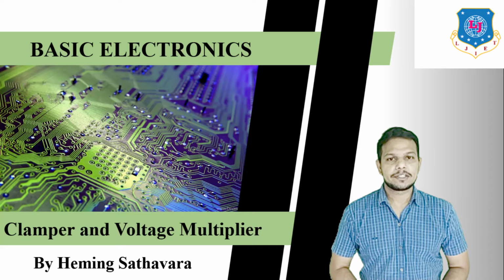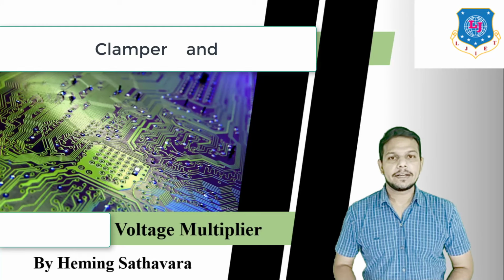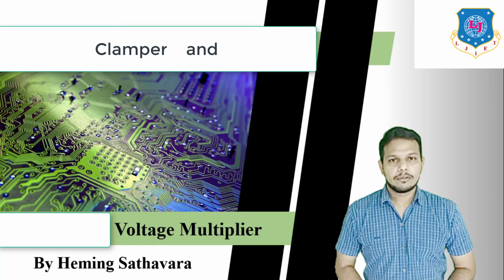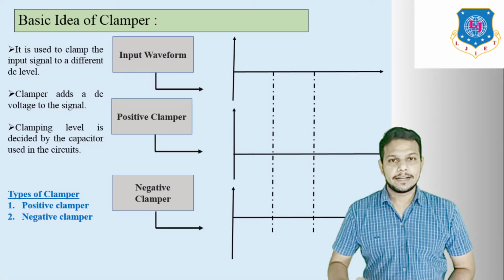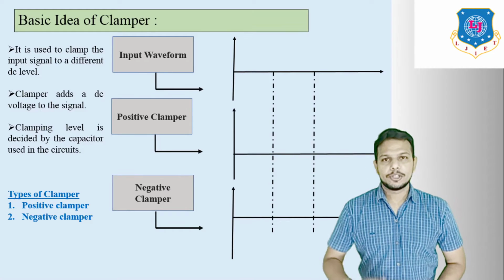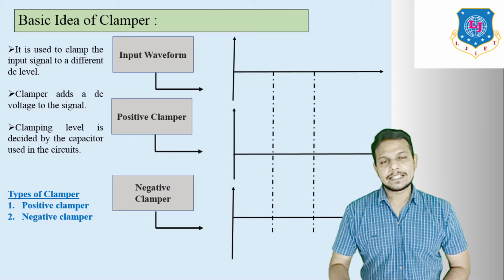In today's lecture, we are going to discuss the clamper circuit and voltage multiplier circuits. So, what is a clamper? Let us start with the basic idea of a clamper. A clamper is used to clamp the input signal to a different DC level.